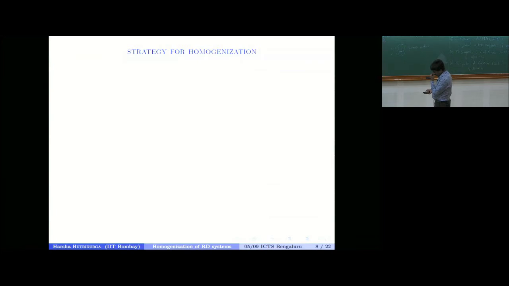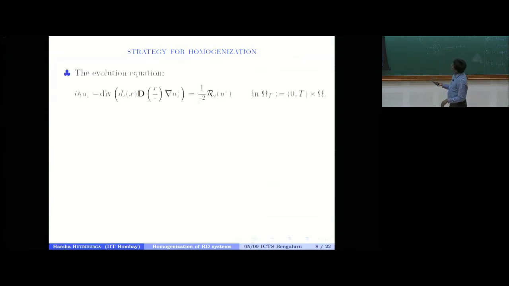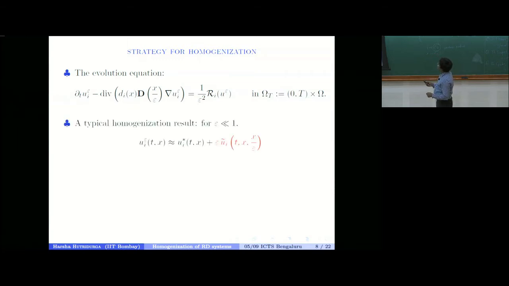Okay. So now, what's the typical strategy for homogenization? I am sure you all are aware of this, having gone through the training here. So let me just give a quick overview. This is our evolution equation. We want to pass to the limit here, okay? We want to find whether these u_i epsilons converge to something, and is there a homogenized equation for this limit?